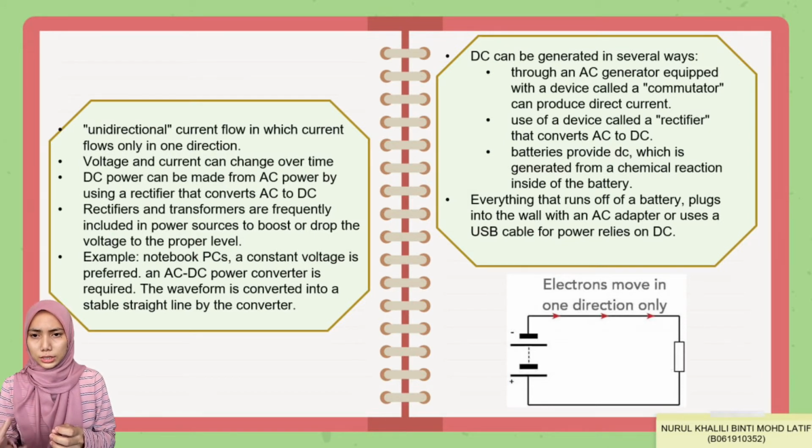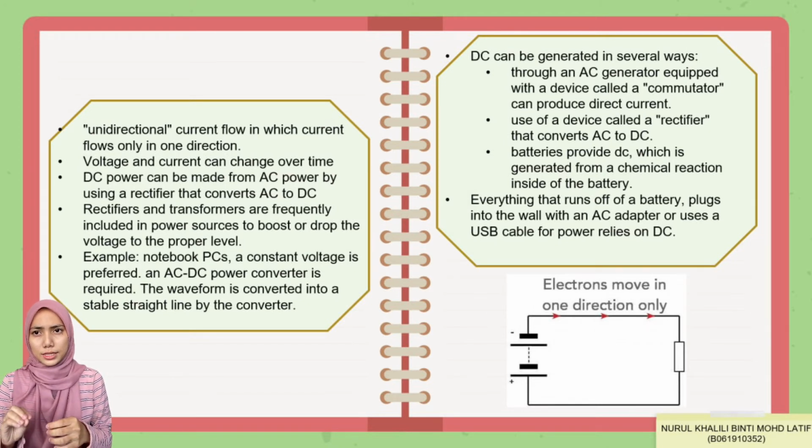outlet to DC electricity. Rectifier and transformers are frequently included in power sources to boost or drop the voltage to the proper level. For some devices such as notebook PCs, a constant voltage is preferred. In order to run these gadgets from the outlet, an AC-DC power converter is required. The waveform is converted into a stable straight line by the converter because alternating current can destroy delicate components within electronic equipment. Direct current is preferred for electronics.